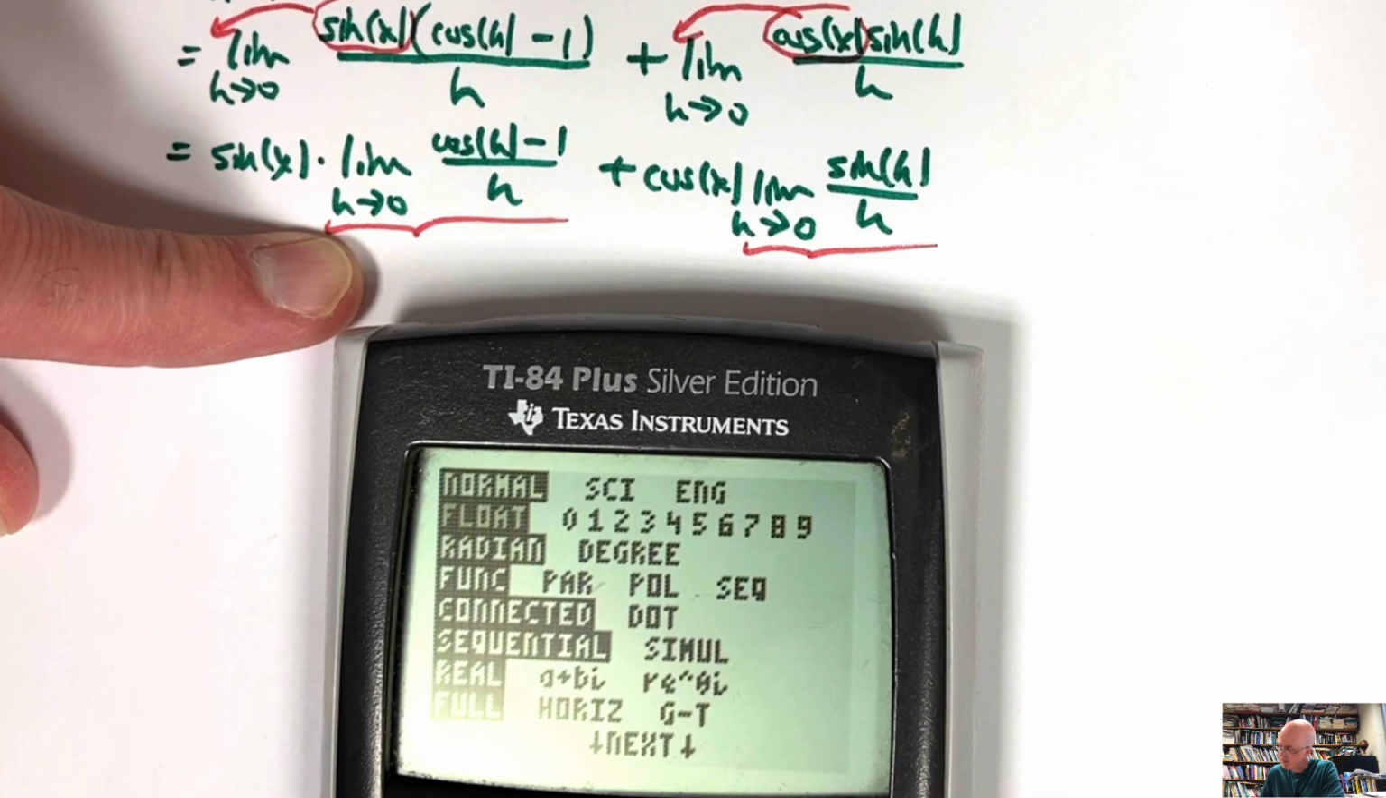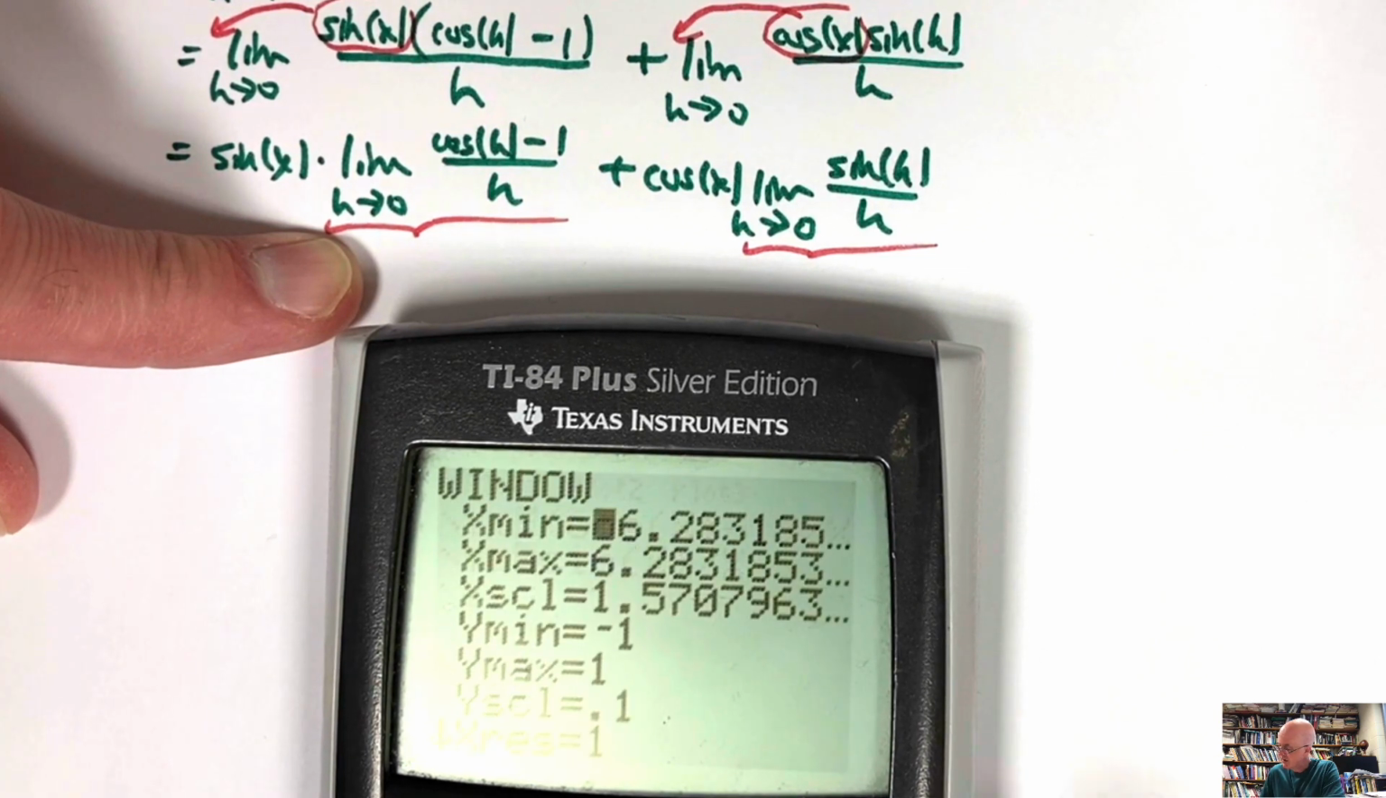Radian mode, not degree mode. If you use degree mode, you get the wrong answer. The assumption in all of this with these trig functions is that your input is in radians. Pick a window. I went negative 2 pi to 2 pi. I'll just keep it like that. Let's just see what happens.